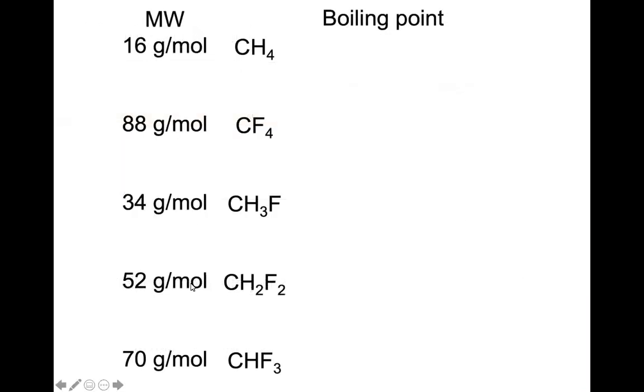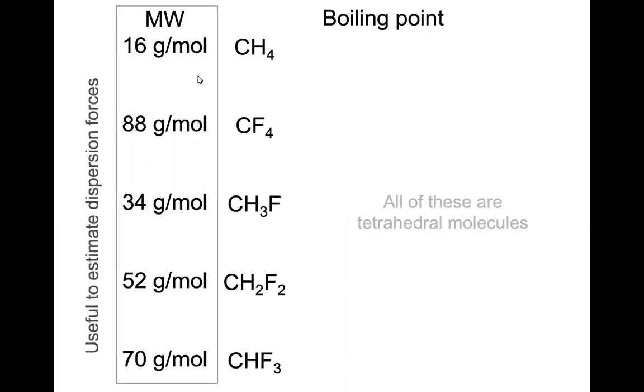Here I list a series of different molecules. They're all very similar. In each of these cases, they're all tetrahedral: carbon with 4 hydrogens, carbon with 4 fluorines, or 3 hydrogens and 1 fluorine, 2 and 2, and 1 and 3. So you see the different setups. They're all tetrahedral molecules with carbon in the center. I list the molecular weights because that's a really useful tool to estimate the dispersion forces. Right away, I'd say CH4, with the smallest mass, has the smallest dispersion forces. It looks like CF4 would have the largest, if I'm just thinking about the dispersion forces.